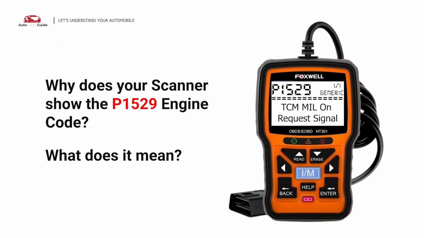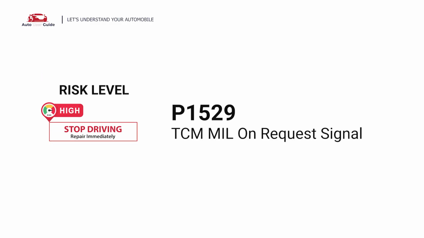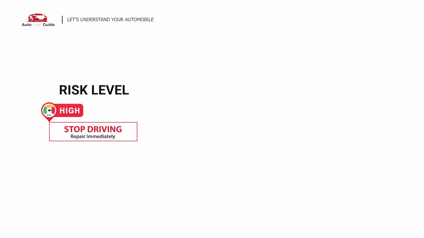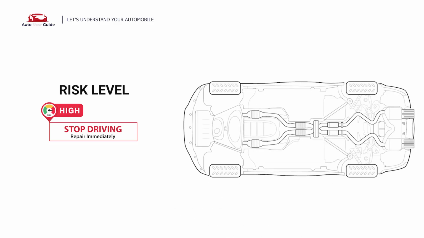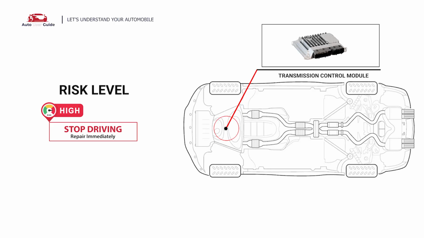Why does your scanner show the P1529 engine code? What does it mean? P1529 is a diagnostic trouble code for TCM-MIL on-request signal. This code often appears when the TCM detects an issue and signals the ECM to turn on the check engine light. Under this circumstance, stop driving and repair your vehicle immediately.